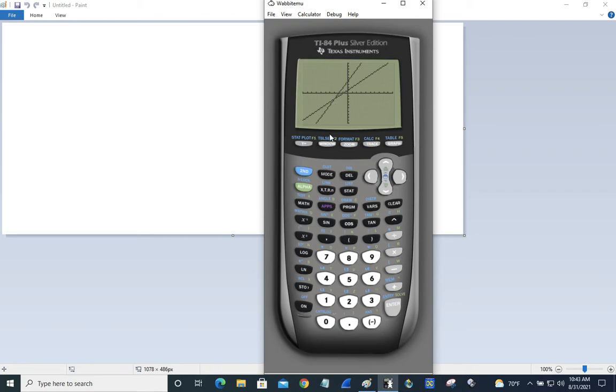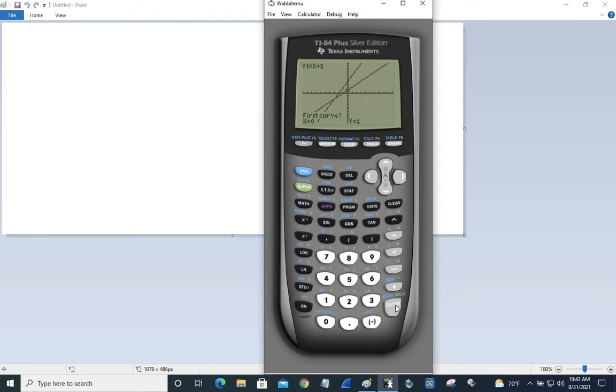Now I want the calculator to find that intersection point for me. So I hit second trace to go to my calculate menu, choose number 5, and you'll notice your calculator is not smart enough to know if you've entered 2 equations or 100 equations.